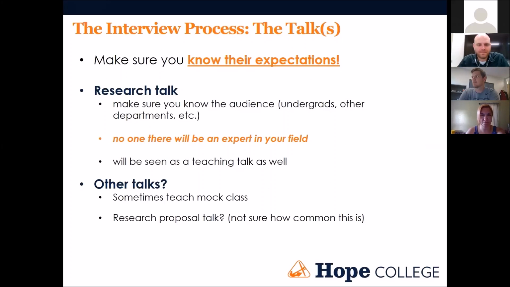A key part of the interview is the talk. By the time you get to your interview talk, you've given a lot of different talks. But the key advice that I'll give is know their expectations. Know what it is they expect for your talk. Who's going to be there? How long is it going to be? What kind of topics do they want you to cover? Do they want you to cover your research, your research proposal, or a mix of the two? What is the audience going to be like?